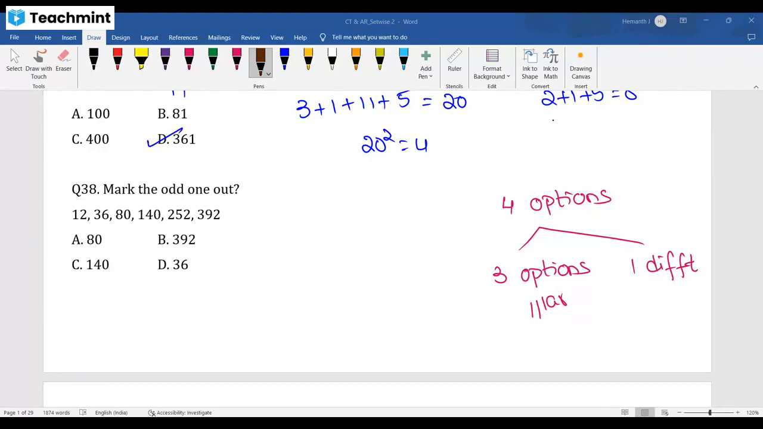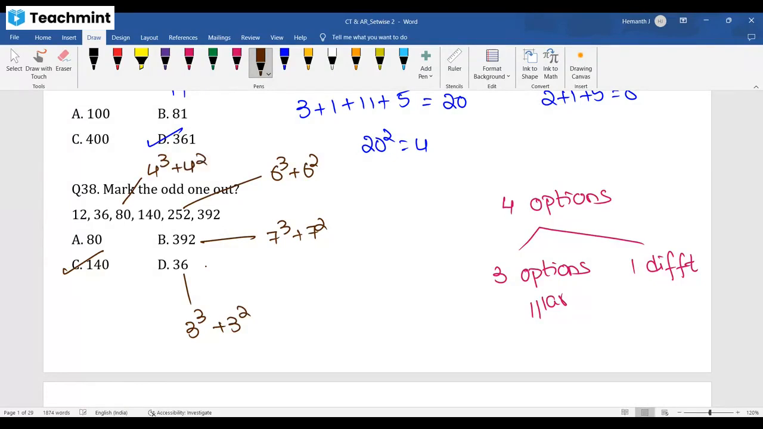All are following some logic. All are even numbers, nothing like that. All are divisible by 4, nothing like that. Instead of that, we're not thinking about divide by 4 and all. Okay, here odd one out is 140. Why, sir? This is 3 cube plus 3 square. This is actually 6 cube plus 6 square, you know. This is 7 cube plus 7 square. 8 is nothing but 4 cube plus 4 square. See, 140 is not 5 cube plus 5 square, which is 150, not 140.